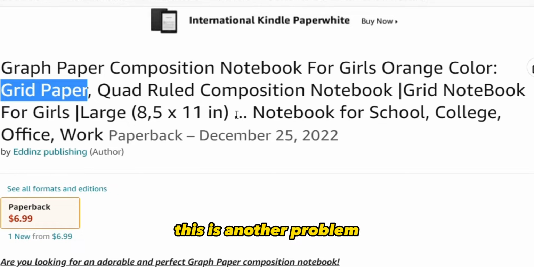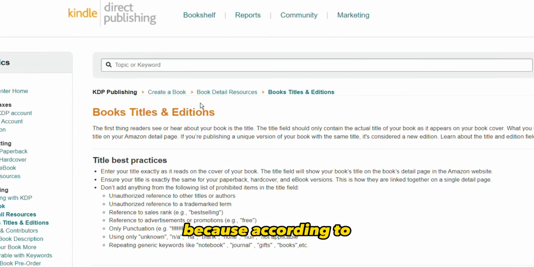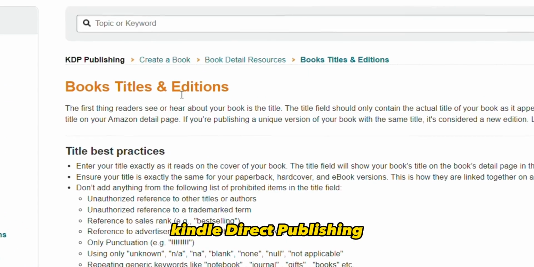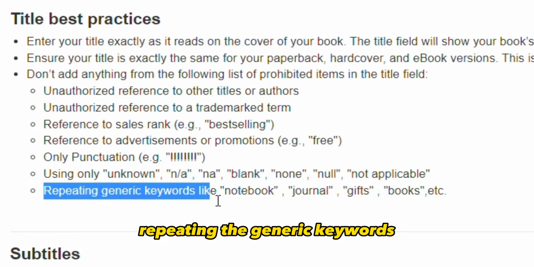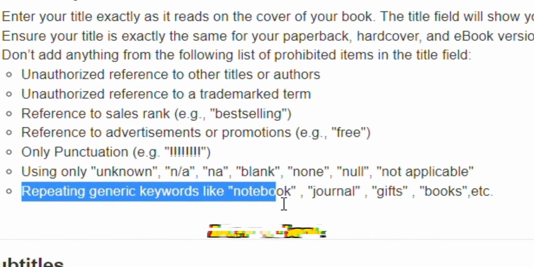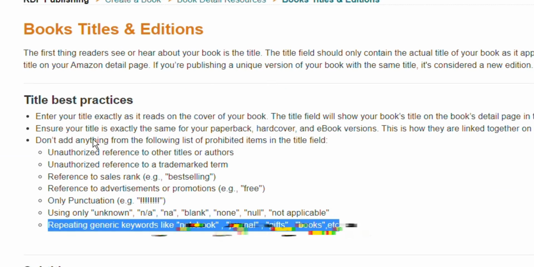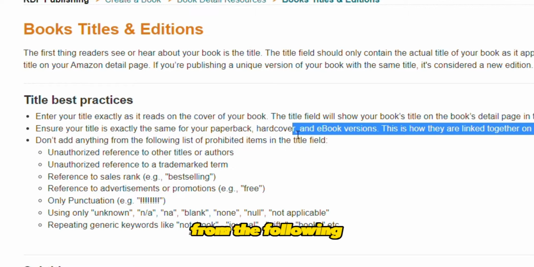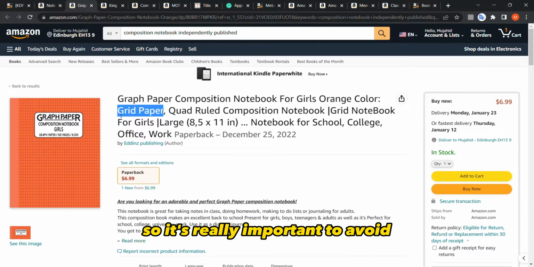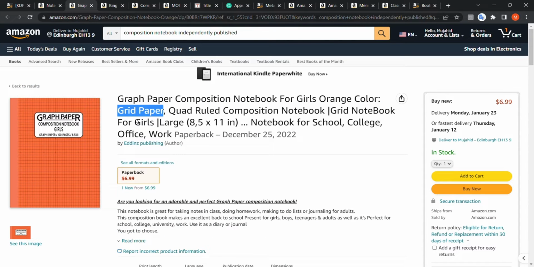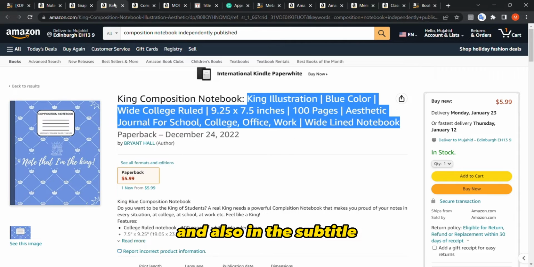This is another problem, because according to Kindle Direct Publishing, Amazon itself, it's written here: repeating the generic keywords like notebook, journal, gifts, books, and so on. So don't add anything from the following. This is from the things that you should and must avoid. So it's really important to avoid stuffing many keywords in the title and also in the subtitle, like this example right here.